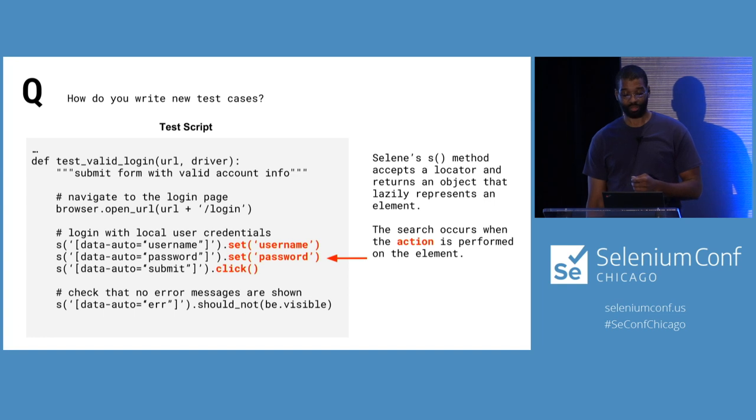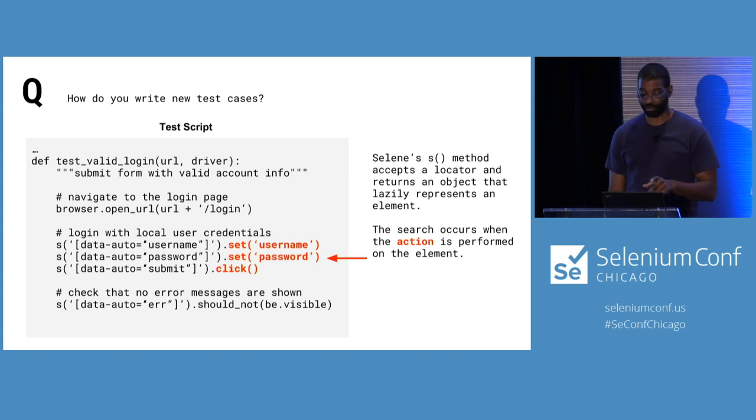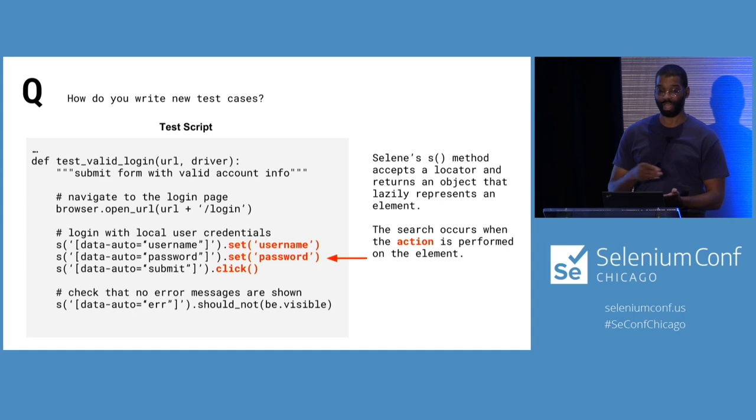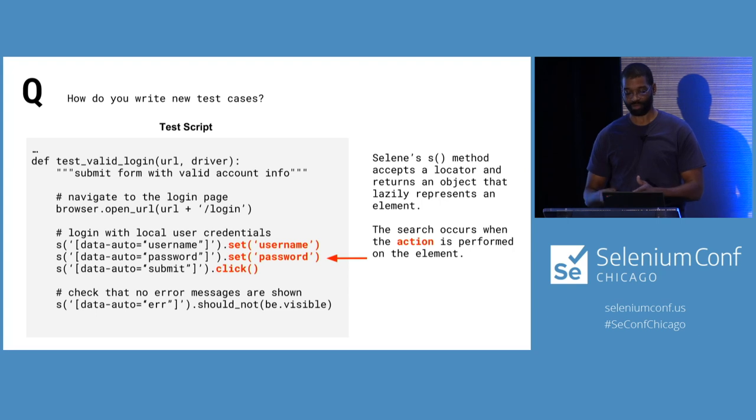And so this kind of setup means that if your element is not on the web page at the time when you start to do your call, it will do an explicit wait and wait for the element to show up. If the time has timed out, then you'll get a timeout exception. And if the element has showed up, then you won't get the timeout exception. The action will be performed.